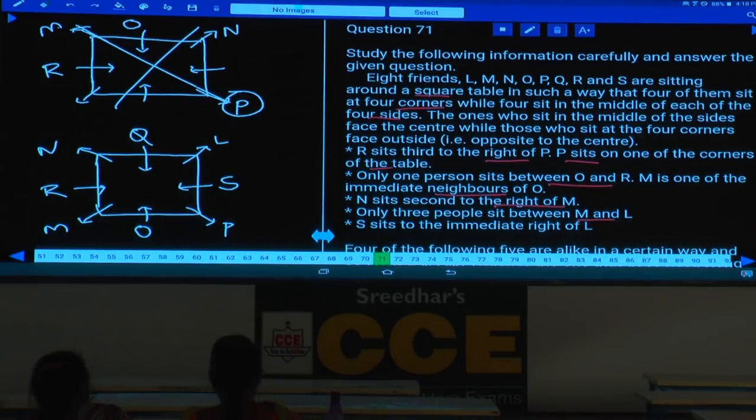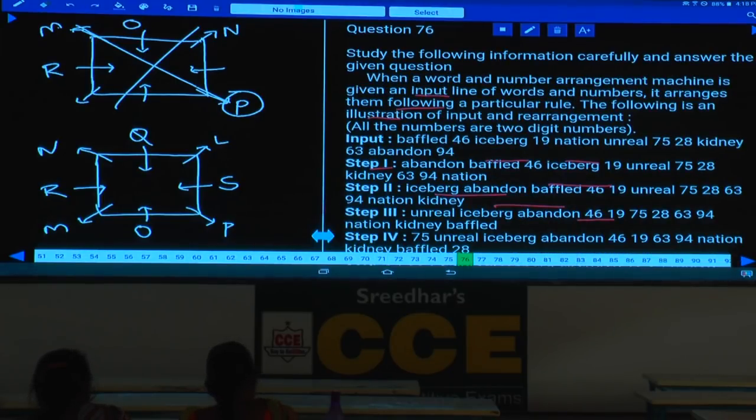And this is how these 8 persons were seated around this square table, 4 at the corners and 4 at the centers. Then question number 76 to 80.